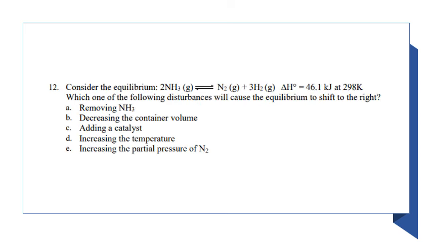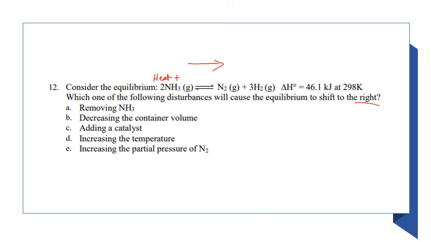Next question is, consider the equilibrium 2NH3 gives N2 plus 3H2, delta H is positive 46.1 at 298 Kelvin. Which one of the following disturbances will cause the equilibrium to shift to the right? Since it is a positive value, this is an endothermic reaction. Endothermic means heat should be on this side. Okay, so then removing ammonia. They are asking for a right shift, so we need this shift.